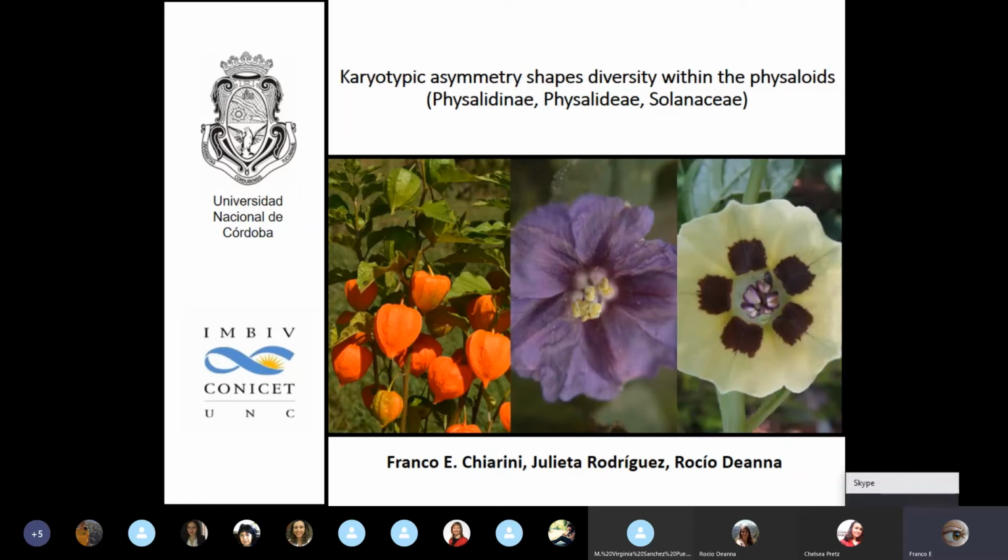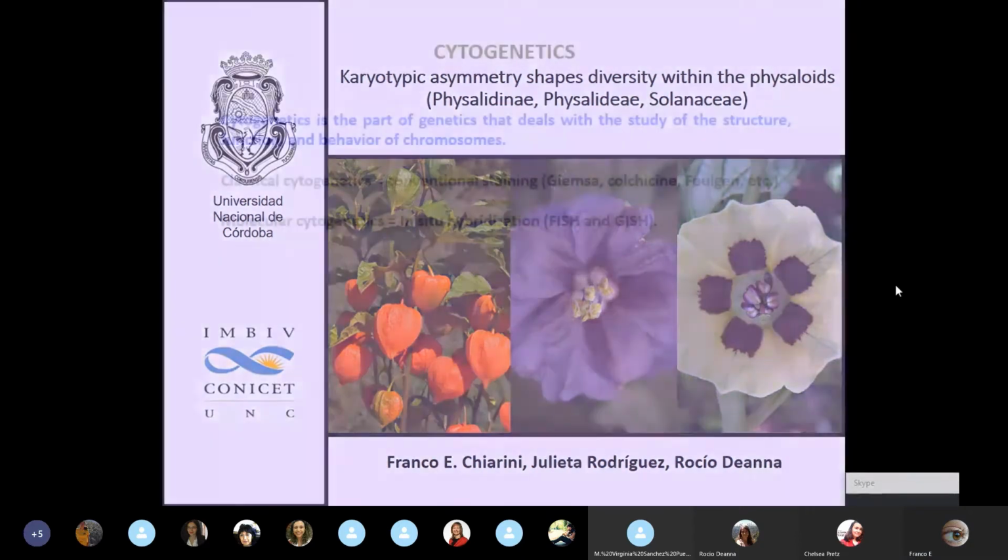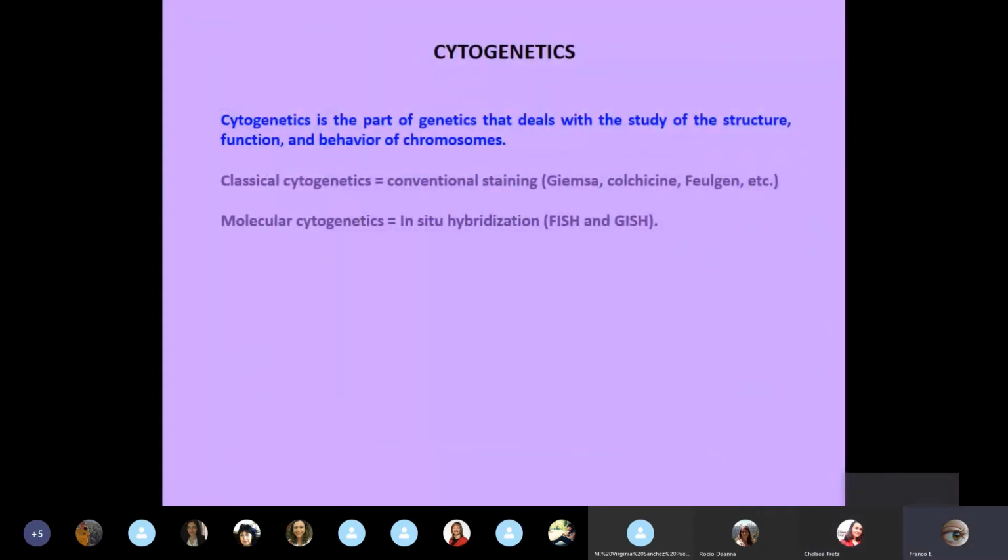So this is a paper we recently submitted for publication, and I want to share the results with you. First of all, I want to refresh some concepts for those who are not in the field of chromosomes. So we deal with cytogenetics. Cytogenetics is the part of genetics that deals with the study of the structure, function, and behavior of chromosomes.